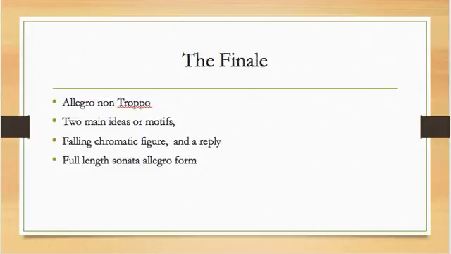And then the finale, which is very, very reflective of Haydn. It's marked Allegro non troppo, and it features falling chromatic figures, usually with a response. It is in full-length sonata allegro form, and it is a nice closing to the quartet.